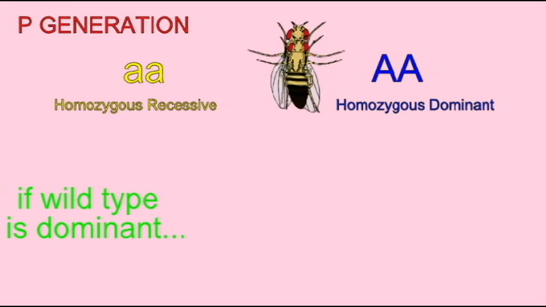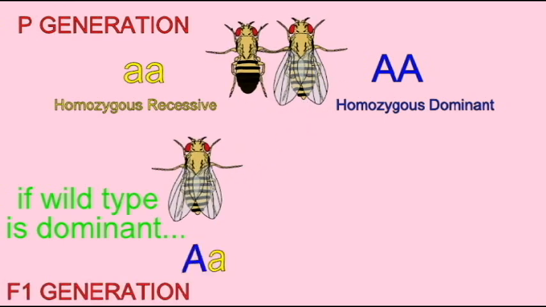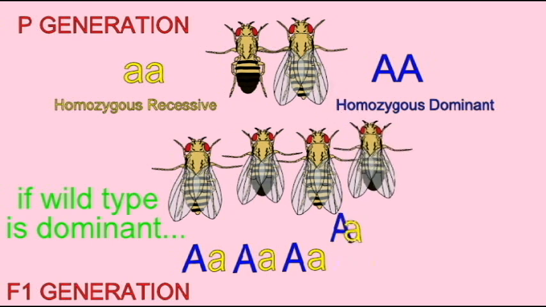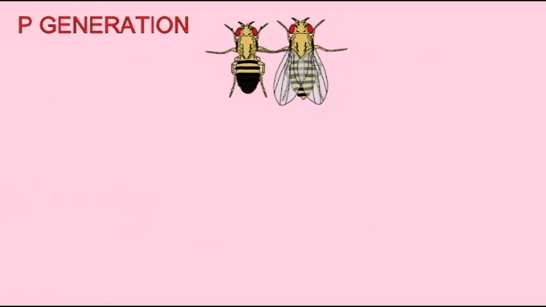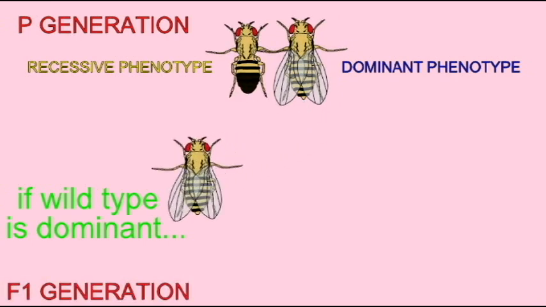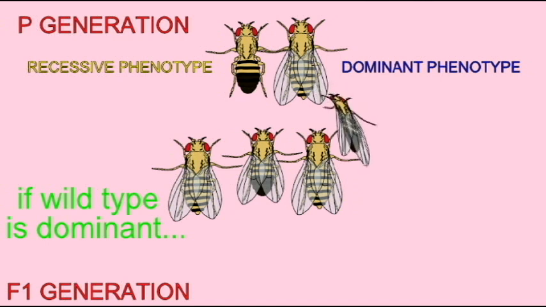If apterous was the recessive allele and the wild type allele of the apterous gene was dominant, then when the parental generation was crossed, all of the F1 generation would be heterozygous and would possess wings, given that the condition of having wings, the wild type allele, was dominant.